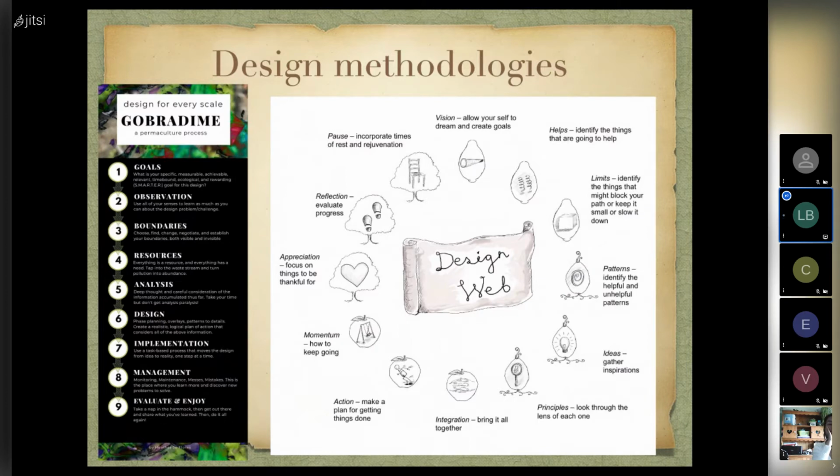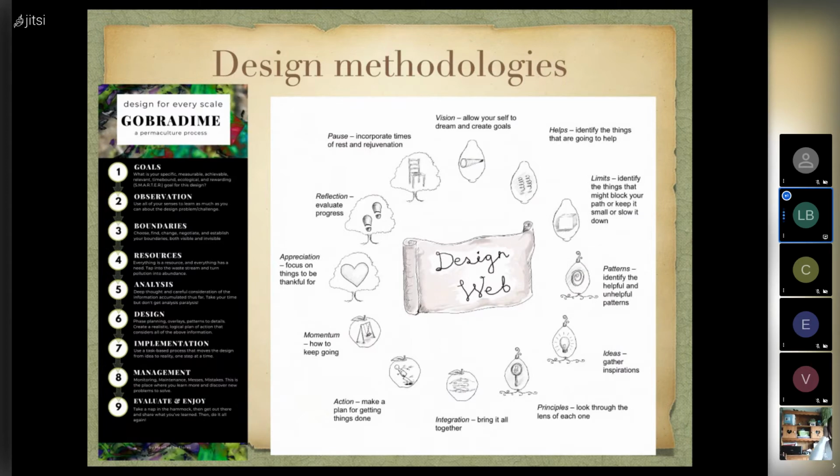The next step would be implementation. So we use a task-based process that moves the design from idea to reality one step at a time. The next piece is management, monitoring, maintenance, messes, mistakes. This is the place where you learn more and discover new problems to solve. And finally, evaluate and enjoy. Take a nap in a hammock, get out there and share what you've learned, then do it all again.